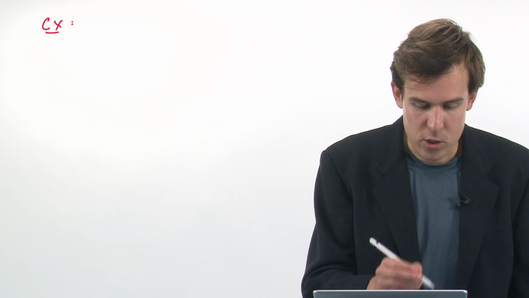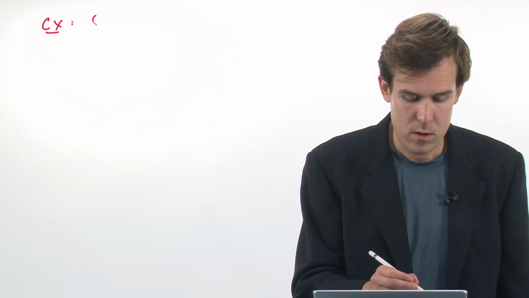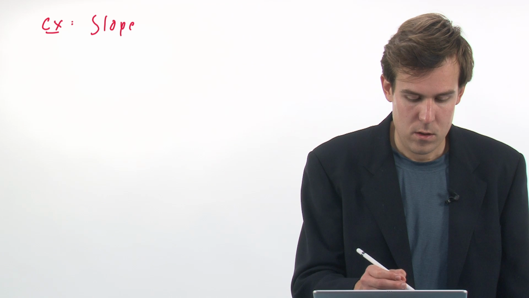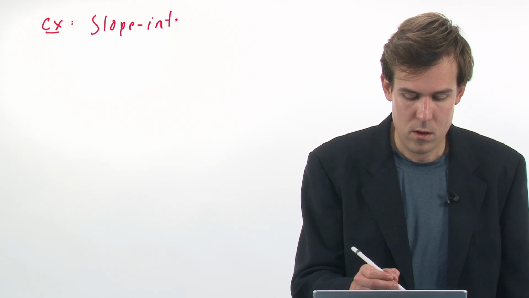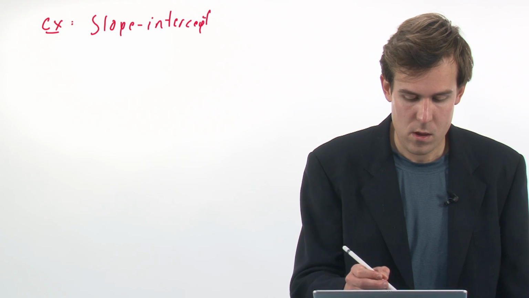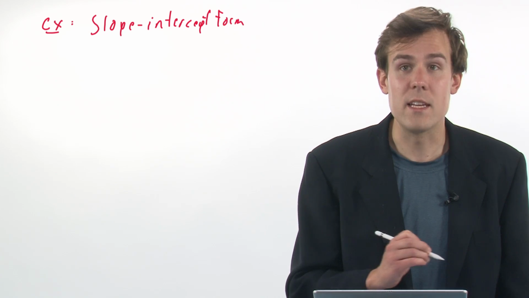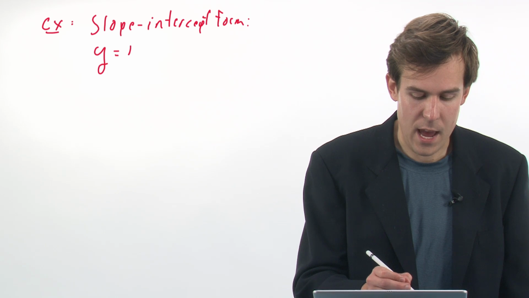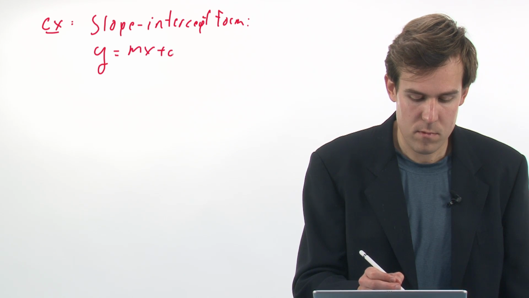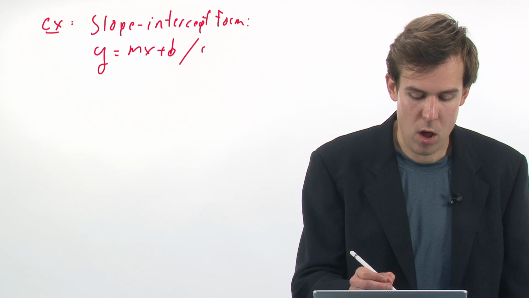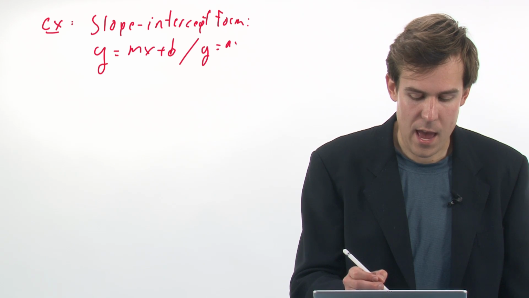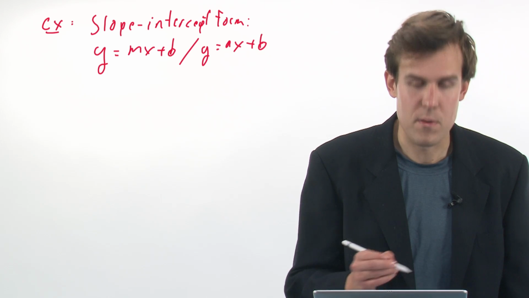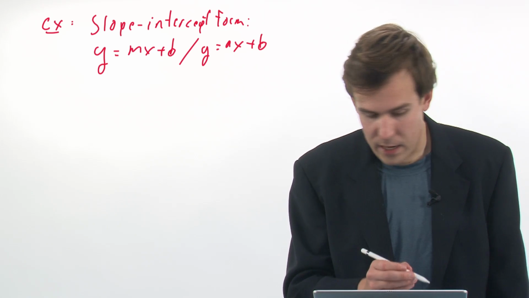One thing that can be important is to put things into what's called slope-intercept form. You may have seen this as y equals, say, mx plus b, but we can also call it y equals ax plus b. So let's look at an example.